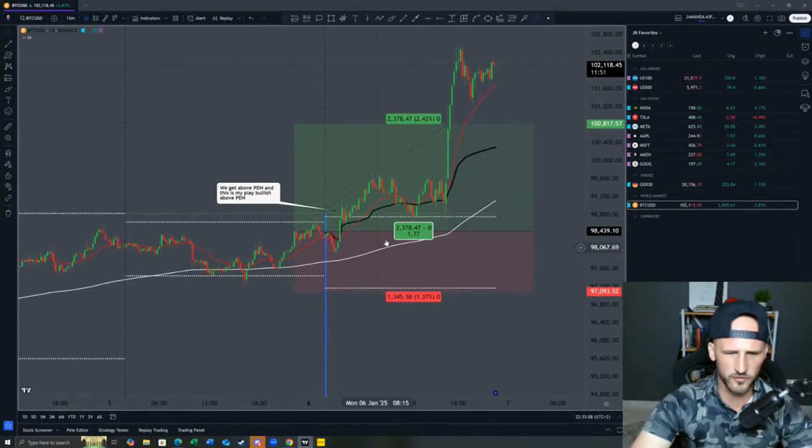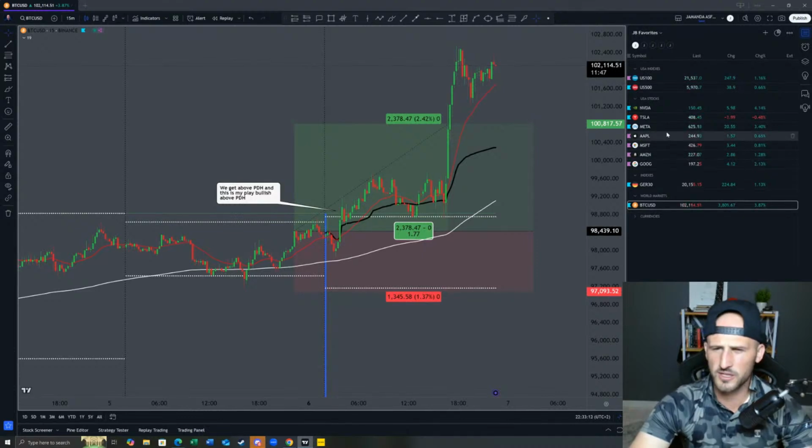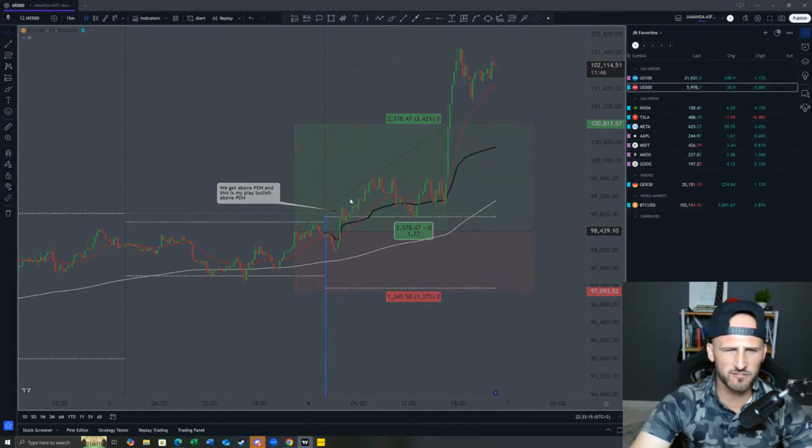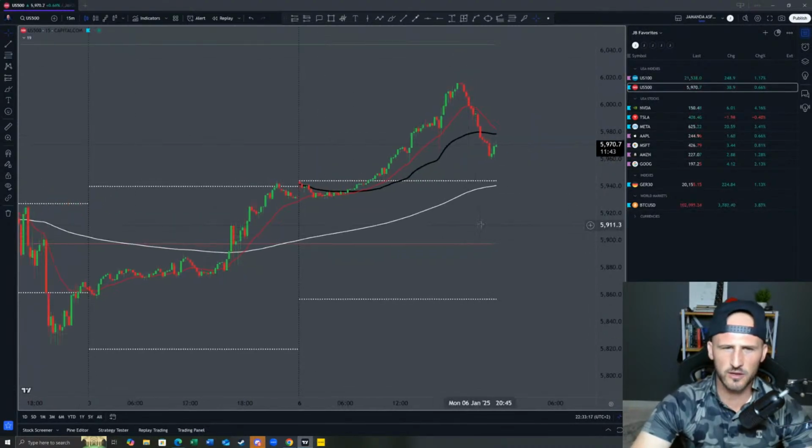You can see off the 200 EMA on the 15-minute chart, breaks above previous day's highs again. Pretty simple. Okay, breaking above previous day's highs. Same as what we did on the S&P, breaking above previous day's highs.